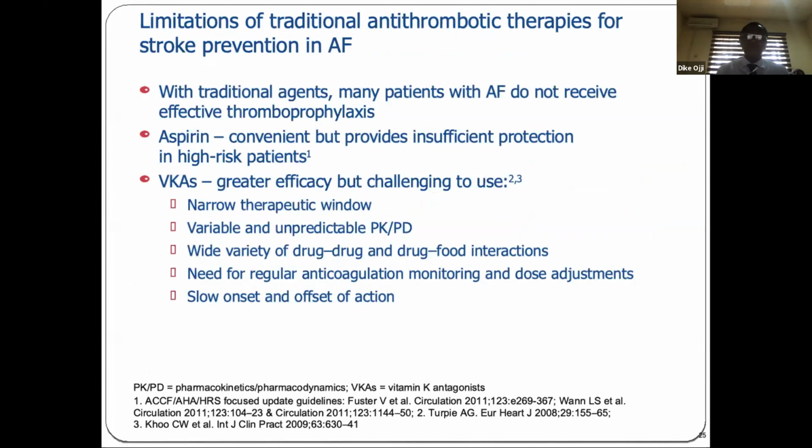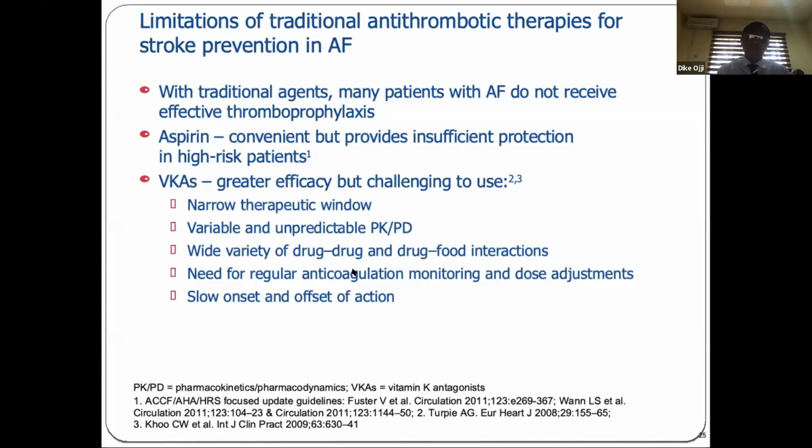Yes, there is a place, but it has a lot of limitations, I can see. Remember that they have a narrow therapeutic window, as we are taught in medical school. When it comes to their pharmacokinetics, it is very, very unpredictable. A wide variety of drug and drug-food interactions is another problem. Then there is a need for regular anticoagulation monitoring and dose adjustment in them. Then the other issue also is slow onset and offset of action.